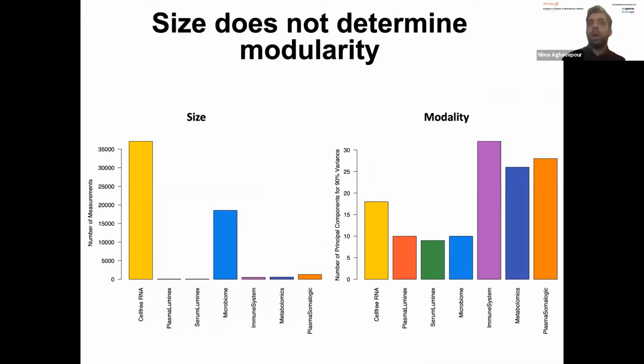This is the number of principal components that I need to account for 90% variance in each data set. And you can immediately see that the smaller ones, even though they're smaller, have more information content. You need more variables to account for all the variance in them. And this is because these smaller data sets are carefully designed targeted assays that have very little redundancy, as opposed to an untargeted assay that measures the same pathways over and over again at different points.